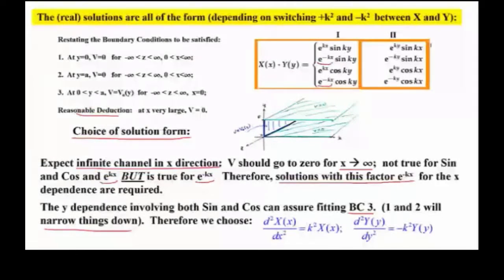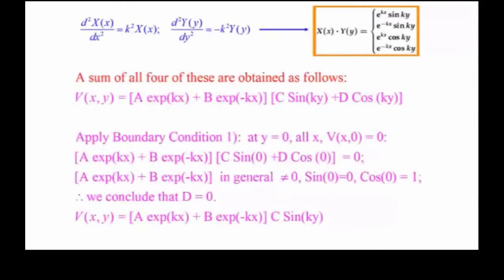We're going to choose the version that I told you, k squared for the x, minus k squared for the y. So going back, here's the whole thing again. We look at the full set of functions here. We have the exponentials and the sine, cosine. We apply boundary condition 1, which is at y equals 0 for all values of x. The function V of x, 0 equals 0. That has to do with the plate at x equals 0.